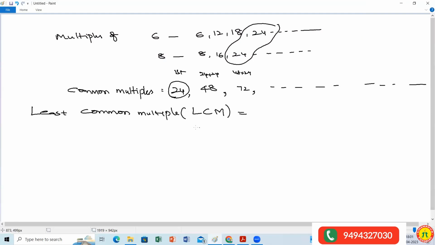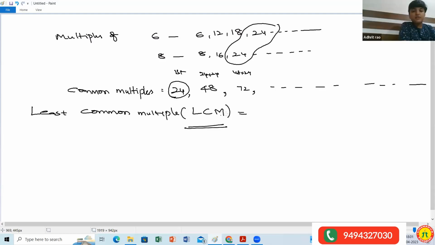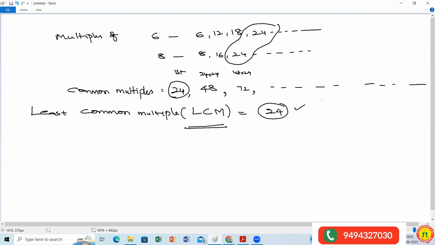What is the LCM full form, children? Least Common Multiple. If they're asking the question as least common multiple, you need to find out the LCM. Hope you understood, children. There are many methods to find LCM. We are just going with a general writing method, but there are multiple methods: long division method, factor tree method. We will do them later.